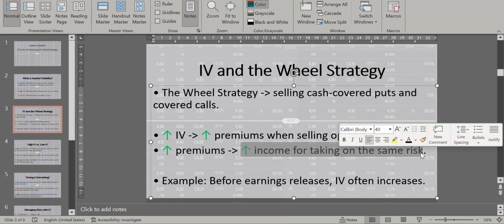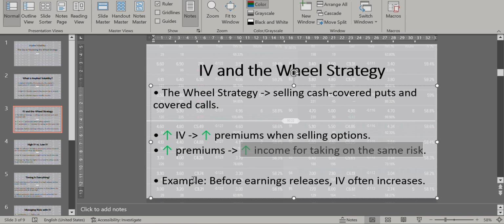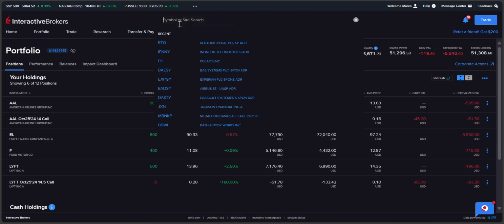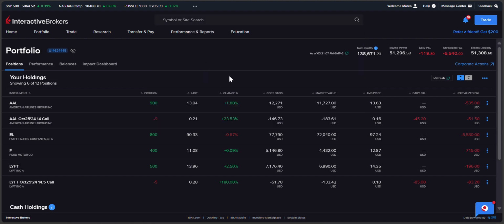Just to give you a brief example, if we go here to a broker, I use Interactive Brokers, but you can use any other. For example, you can use any particular stock in the market. Let's try, for example, I think Polaris is a good example. Let's see here.